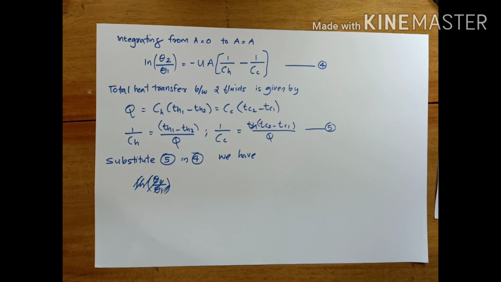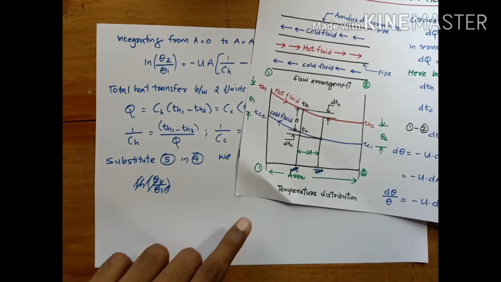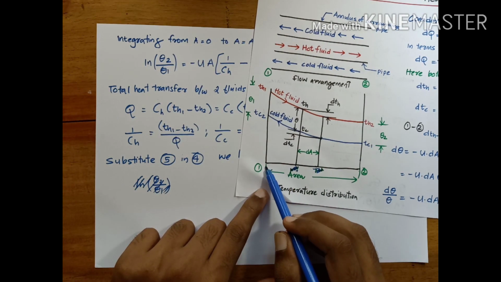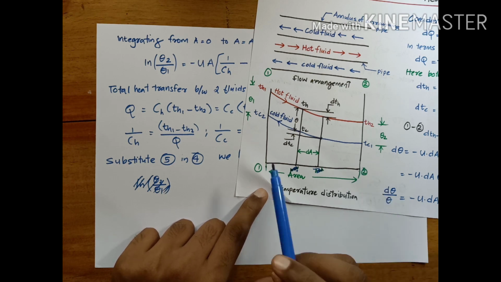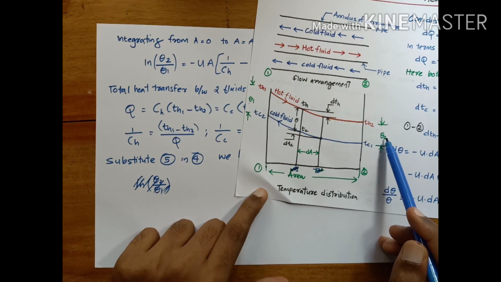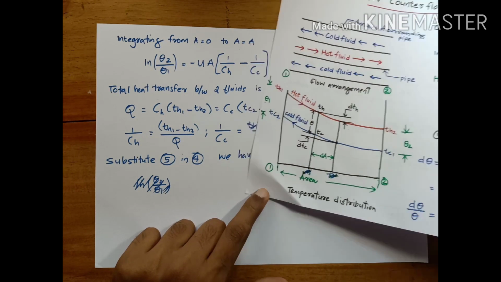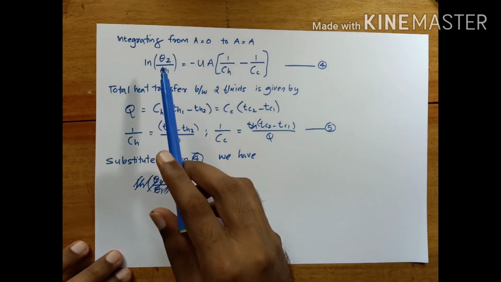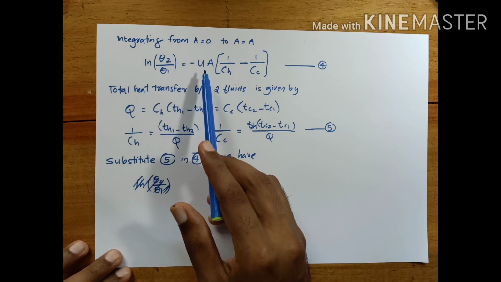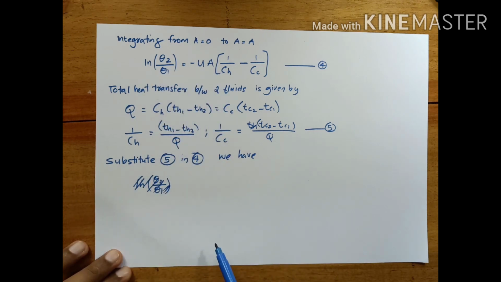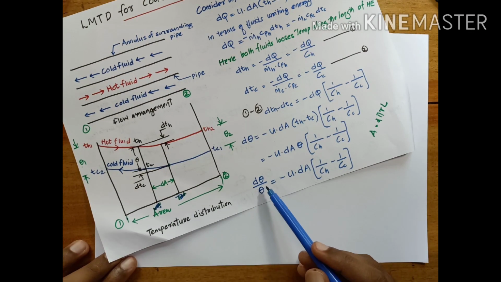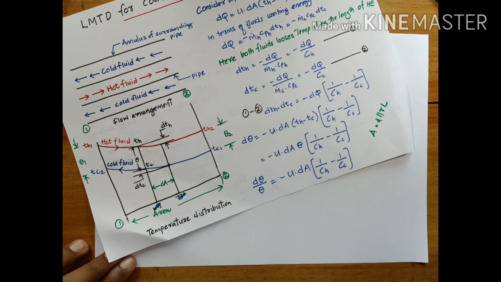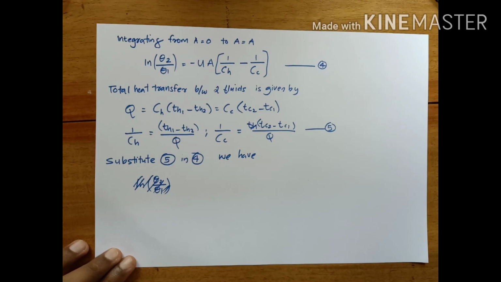Now we integrate over the entire area, that is from area equal to 0 to area equal to A, that is from theta equal to theta 1 to theta equal to theta 2. We will be getting natural log of theta 2 by theta 1 is equal to minus U into dA into 1 by Ch minus 1 by Cc. We all know the integral of 1 by x is natural log of x, ln of x. Then we apply the upper limit and lower limit.